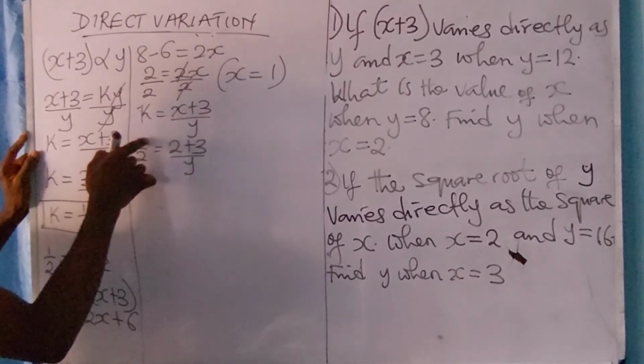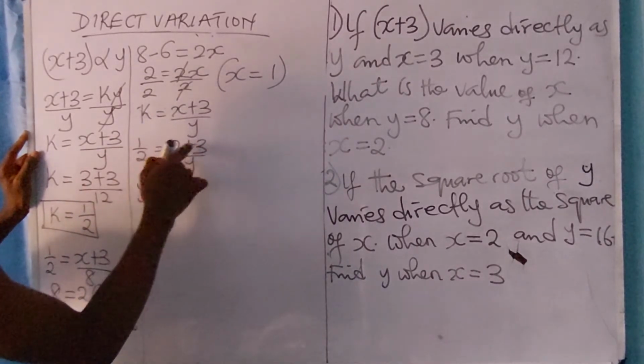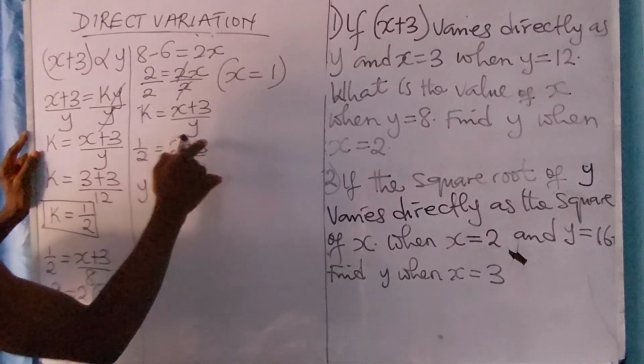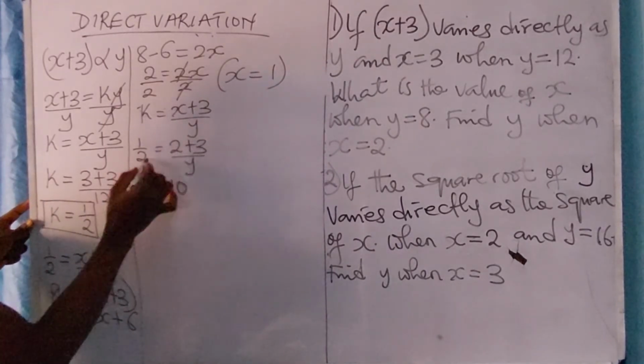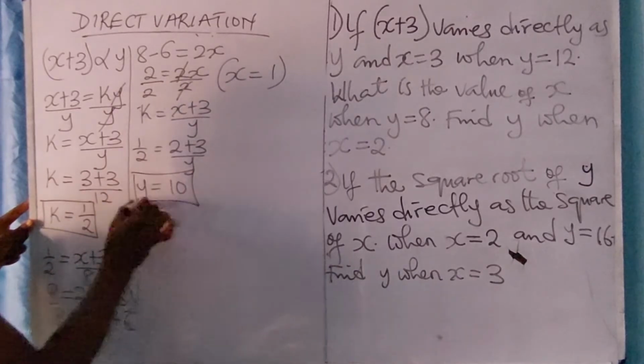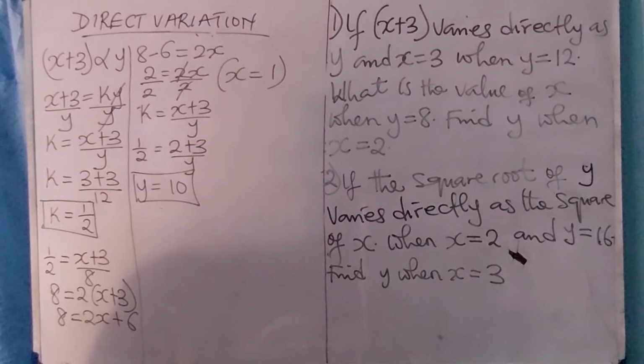So we have to cross multiply. Y times 1 is y, equals 2 plus 3, 5. Then 5 times 2, you have 10. 2 plus 3 is 5, then 5 times 2 is 10, which means that y is equal to 10. That is the value of y, 10.